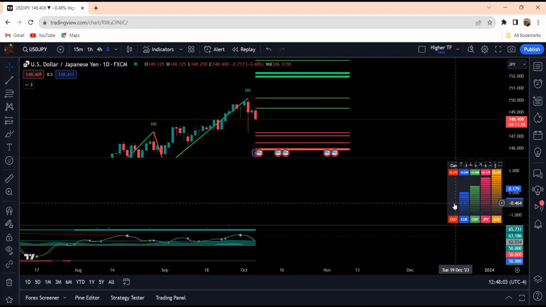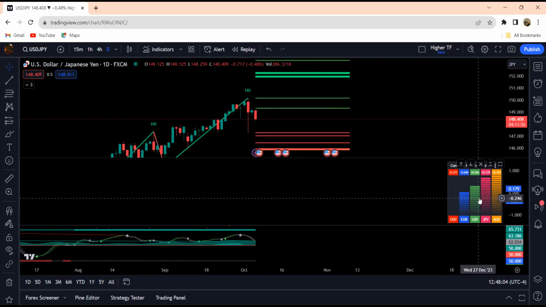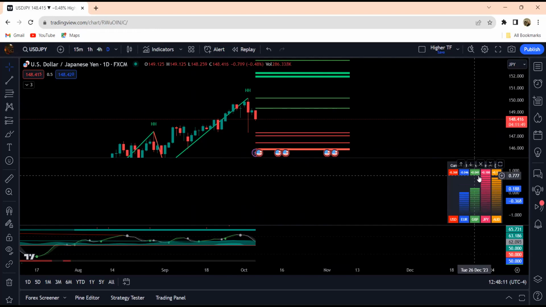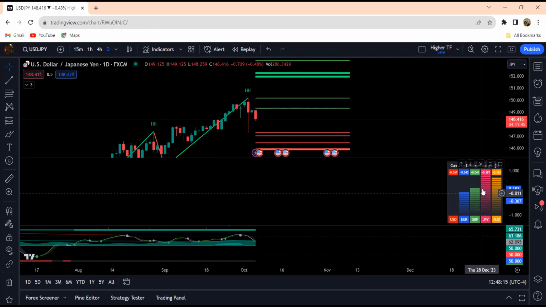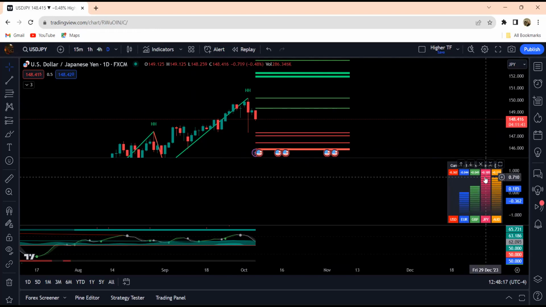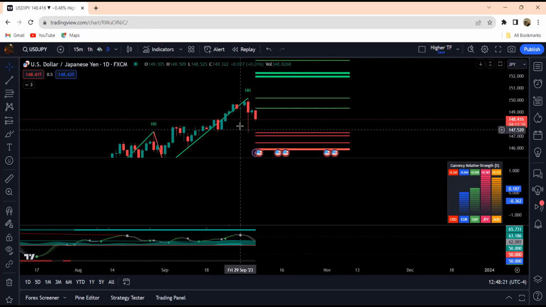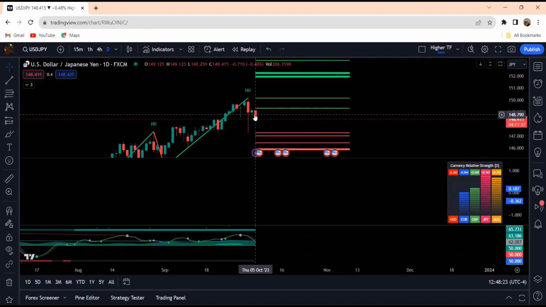Now, consequently, a good thing to see when you're looking to put in a sale, or you're looking to trade bias, is that the JPY currency is strong, is showing a lot of strength for the day, and that's what you want to see for validation of sales.